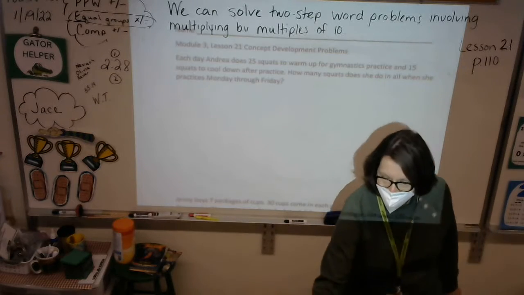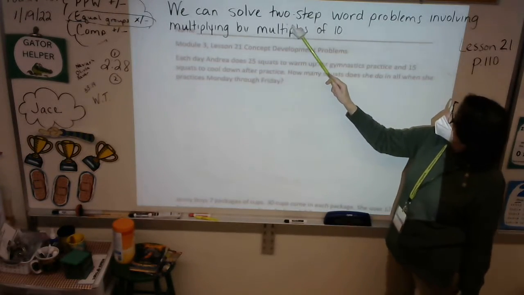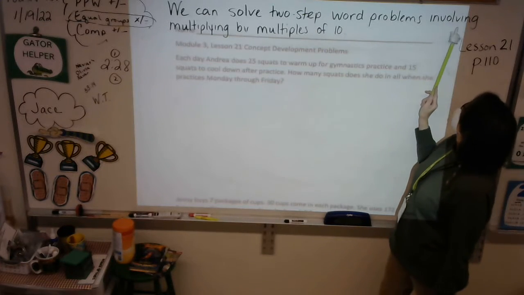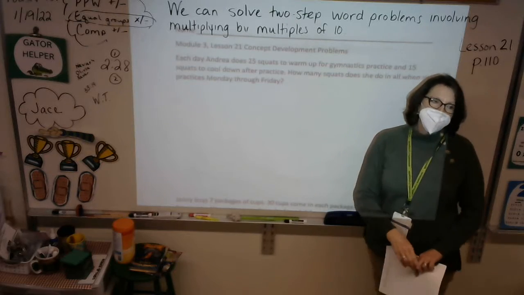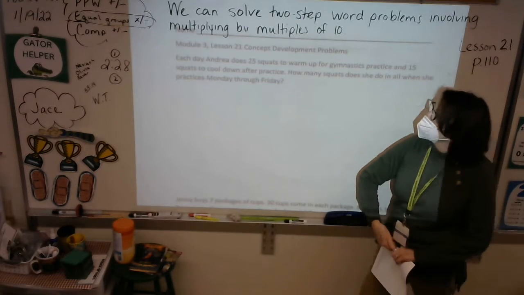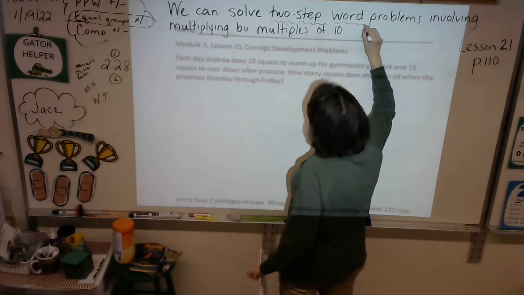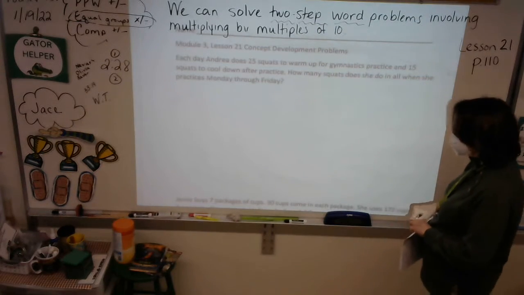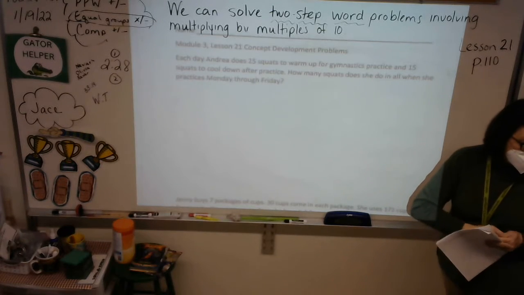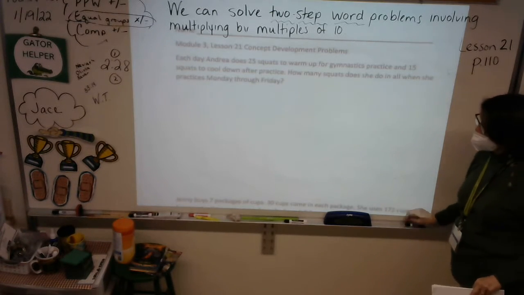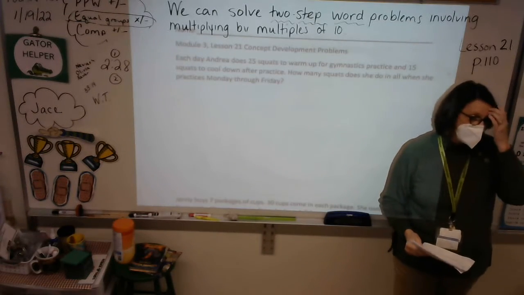Okay, 3, 2, 1. We can solve 2-step word problems involving multiplying by multiples of 10. So we know we're going to be doing 2-step word problems. I'm going to underline that. They are some of the very hardest, or most difficult, I would like to say challenging. So if you're up for a challenge, if you're ready to grow your brain, these are the ways you can really grow your brain. And the more you work at it, I promise, the easier they will get.